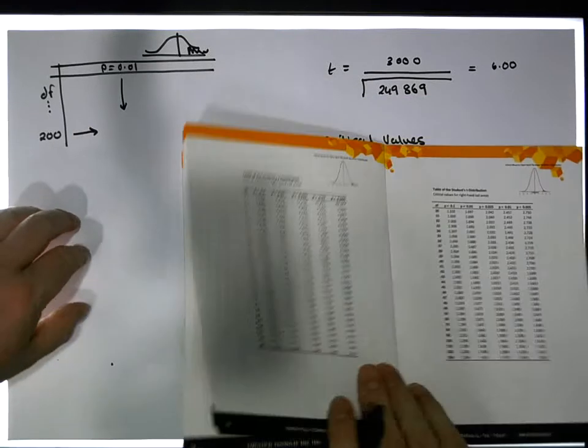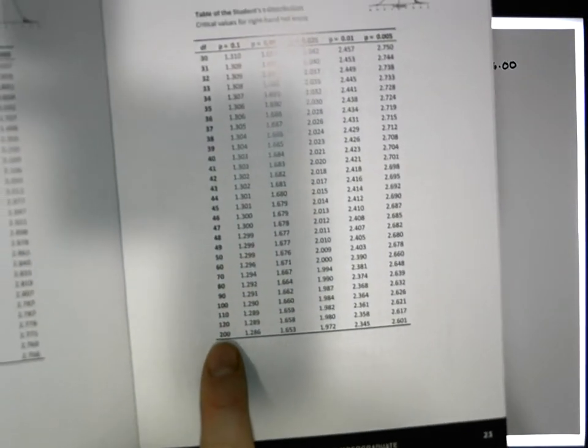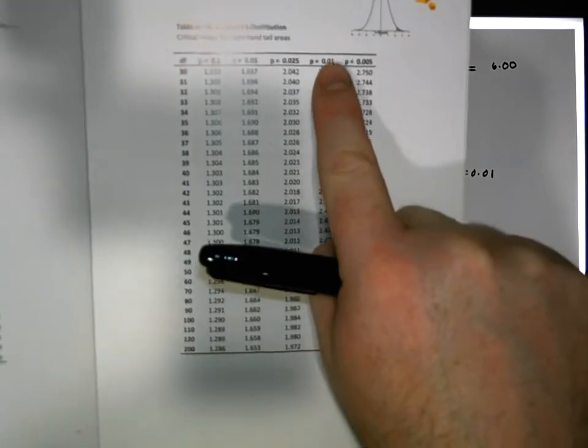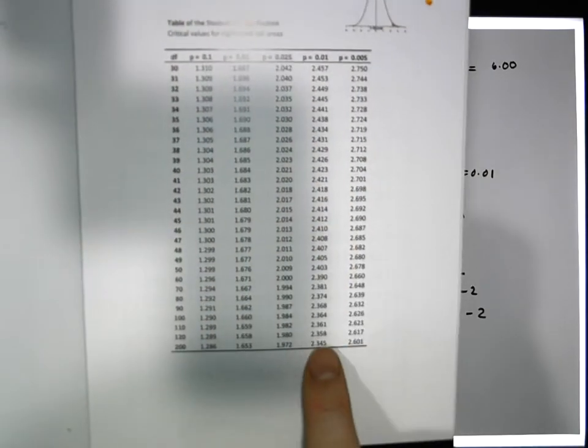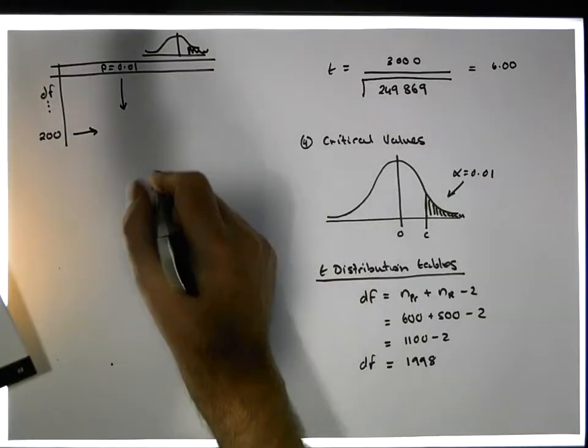Up here a little bit closer. Okay, so 200 degrees of freedom is here. The column P of 0.01 gives us 2.345. Okay, so actually what we have is 2.345.